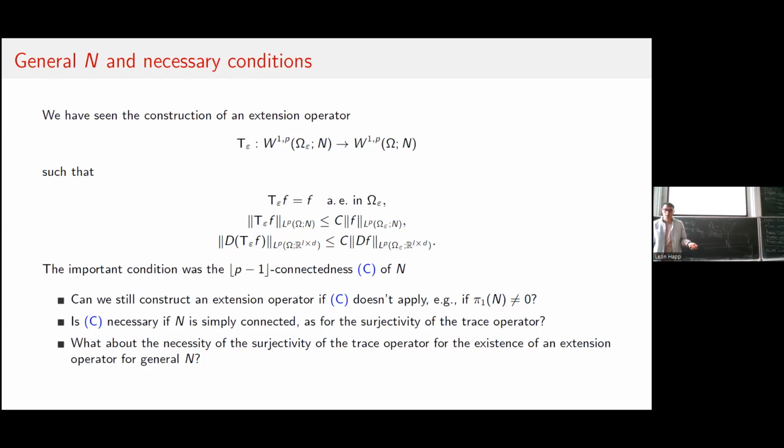For example, if the first fundamental group is not zero, right? The question is if it is really necessary, as for the surjectivity of the trace operator. We don't know that at the moment. And also, what about the connection to this trace operator actually? What about the necessity of the surjectivity of the trace operator for this existence of an extension operator for more general n? We also don't know anything about that. Which also has to do with the fact that the surjectivity of the trace operator is not fully explored at the moment. So there's also a lot of work to do at this point.